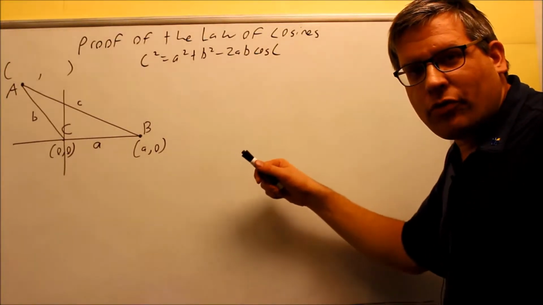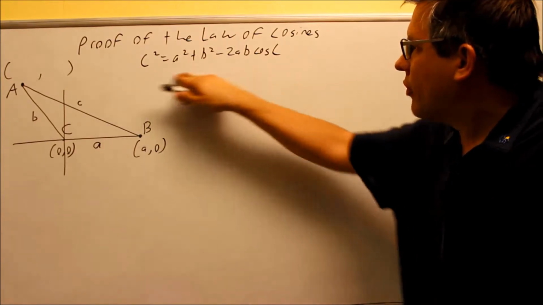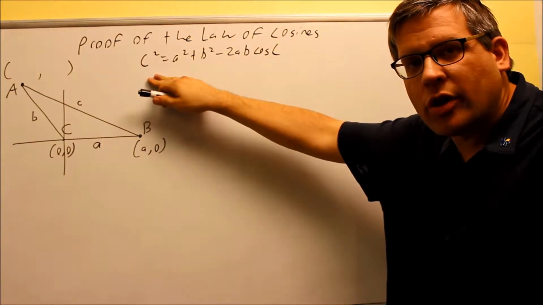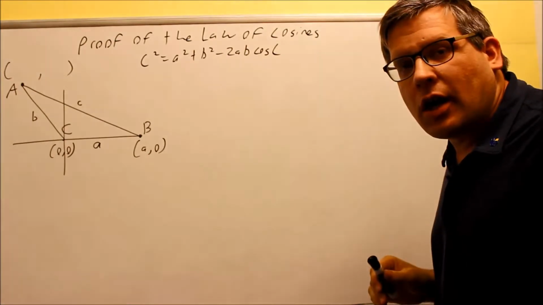Okay, ready for a proof? We're going to do a proof of the law of cosines, and I'm going to prove this version, the one that starts with c squared. There's two other versions also, but I'm going to focus mainly on this one.